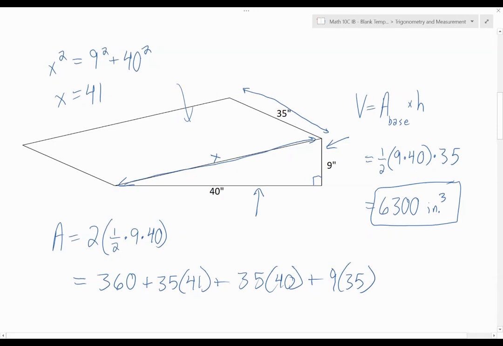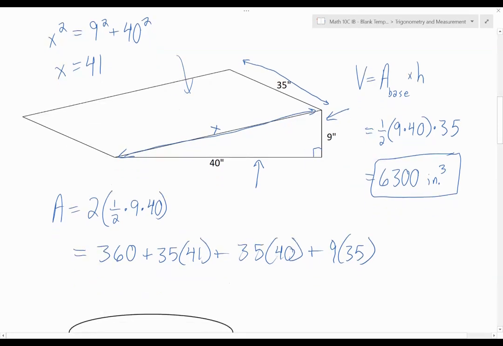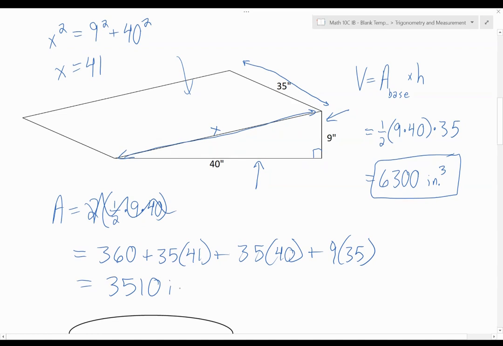If I add all of these together, so 360 plus 35 times 41 plus 35 times 40 plus 9 times 35, we end up with 3,510, and this is an area measurement. So those are square inches.